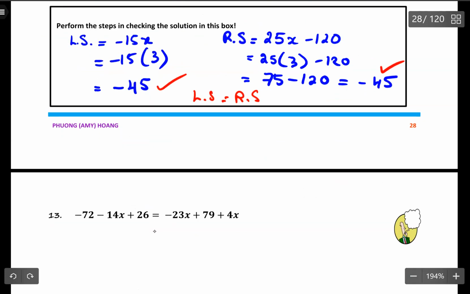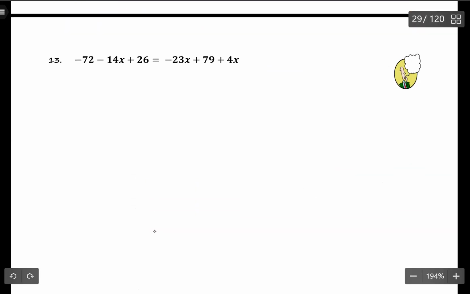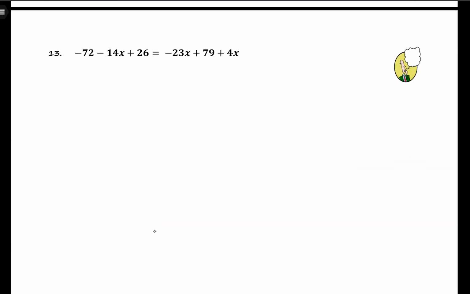Okay, so let's continue on with number 13. We have quite a few questions to finish here. We have 3 more. So you see, it's getting a little bit more complicated.